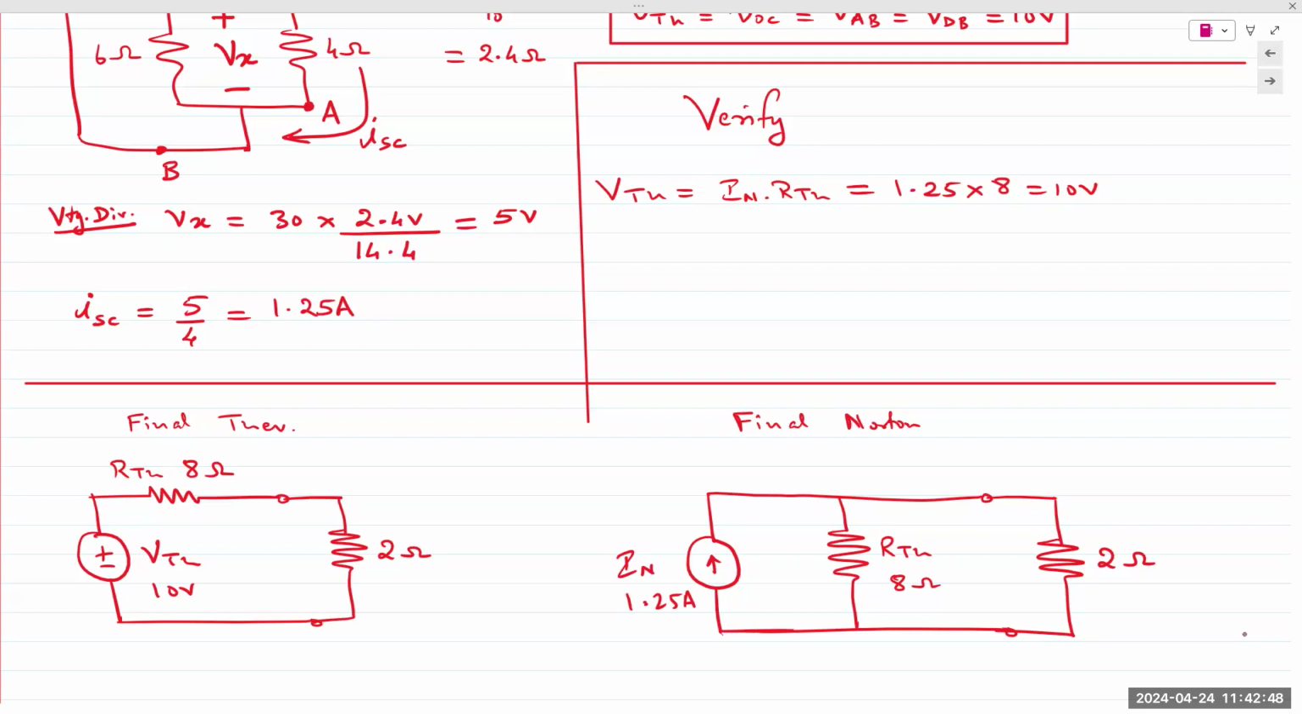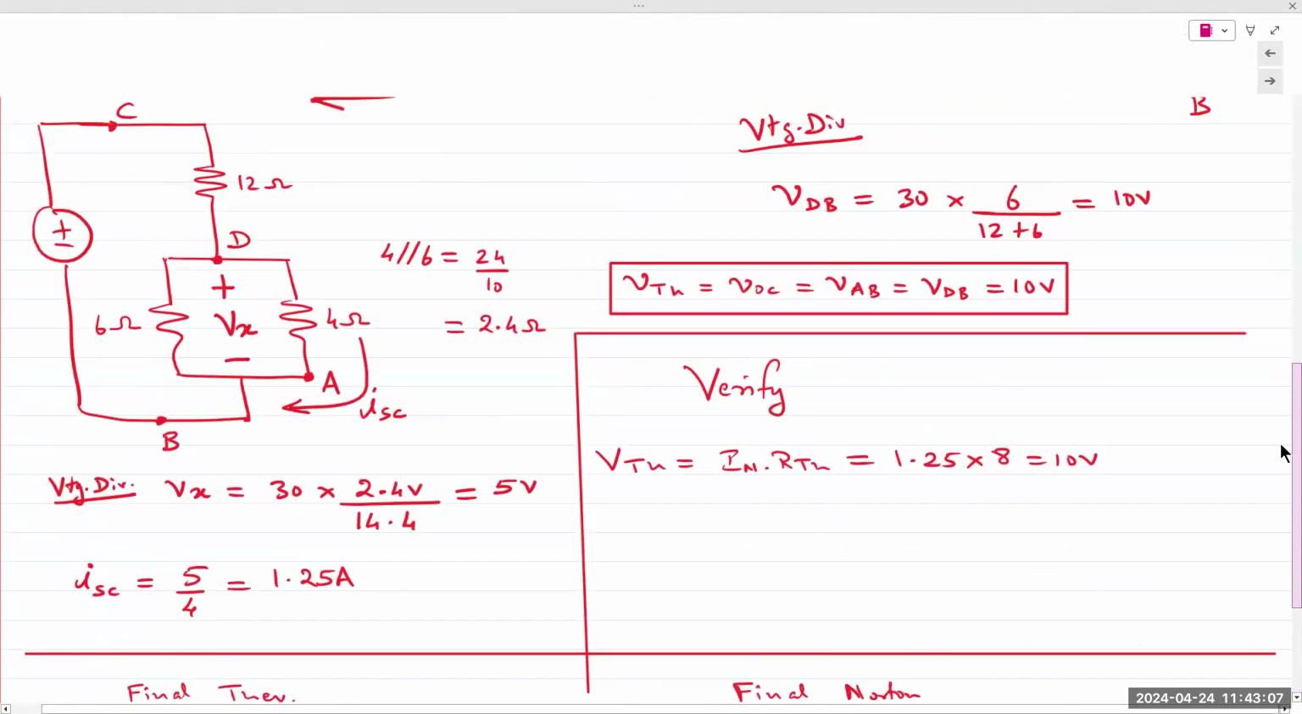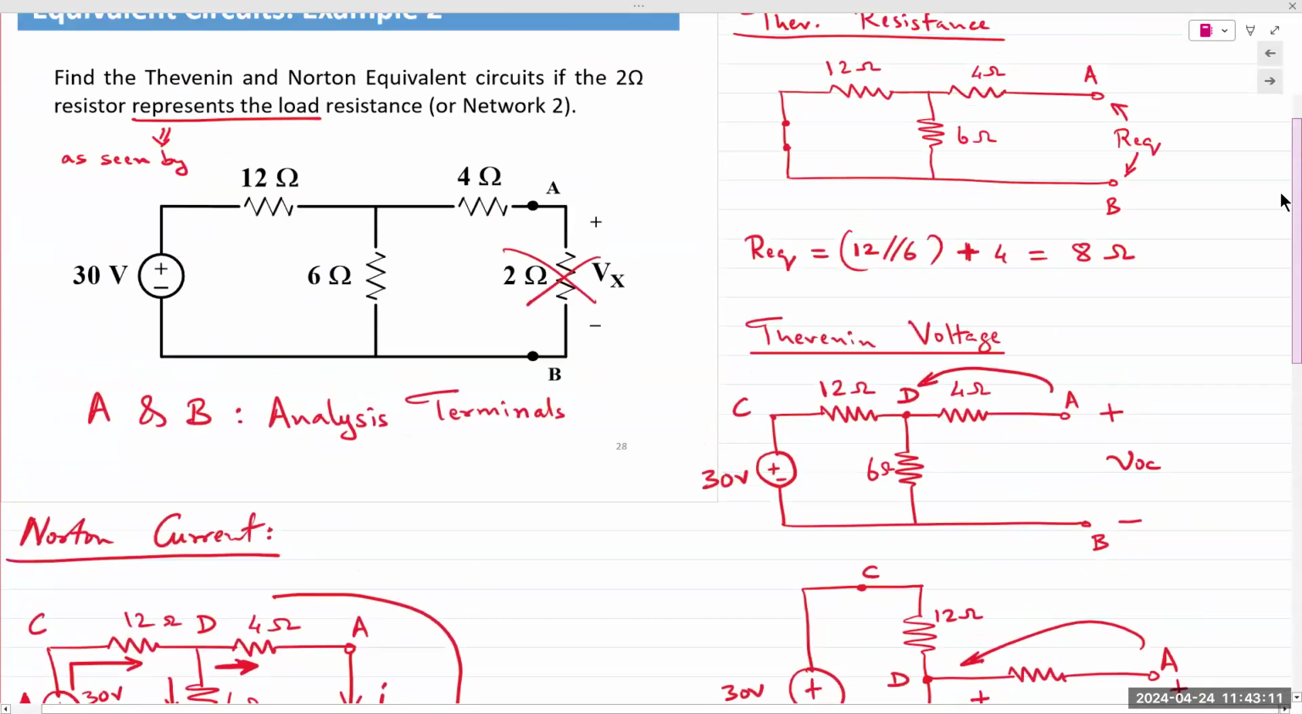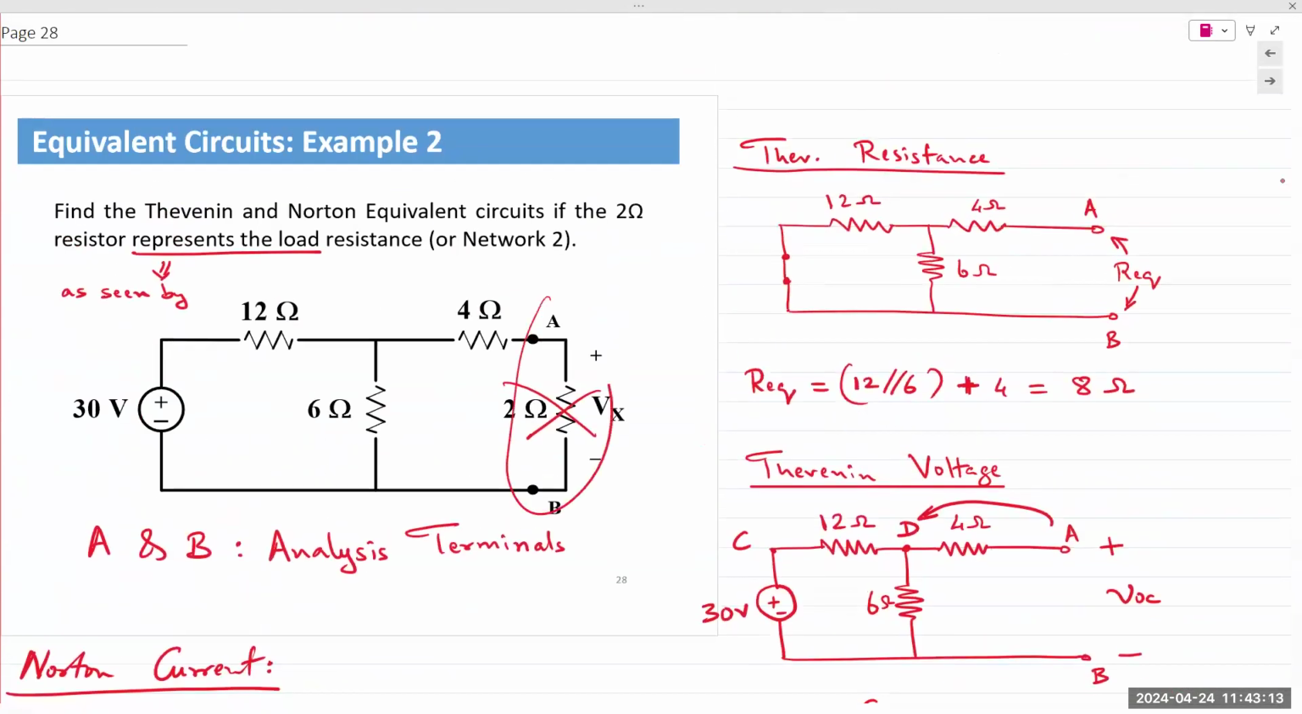Okay, so the question being asked is if there is no load given to us, meaning the 2 ohm resistor was not part of the circuit in the first place, then yes, you would simply leave it open. Then the question would simply state, determine the Thevenin and Norton circuits between terminals A and B. If the question simply states, find the Thevenin and Norton between terminals A and B, then you would not remove the 2 ohm resistor.